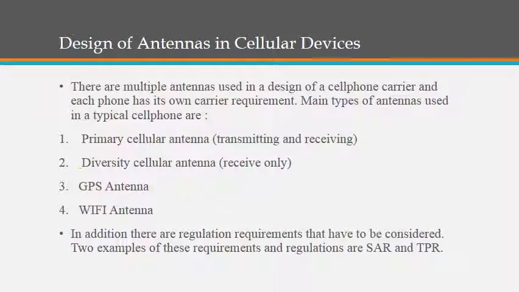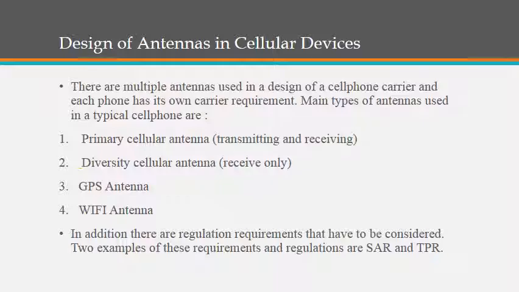But other than that, there are many types of antennas used in a cell phone, specifically a smartphone. The most important one is the primary cellular antenna, which is basically responsible for transmitting and receiving electromagnetic waves.